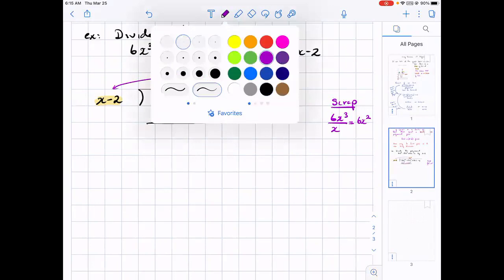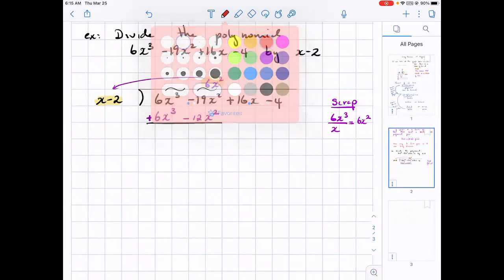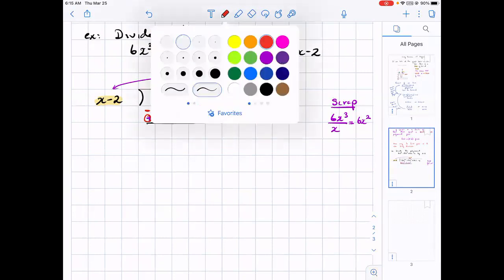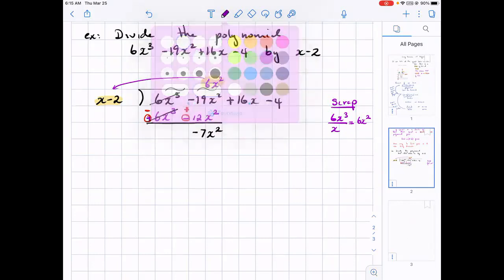So this is a plus sign here. We always change the sign. So this now becomes a minus and this becomes a plus. And if we combine, we get minus 19x squared plus 12x squared will give me minus 7x squared. And this will cancel with that, right? Plus 6x cubed minus 6x cubed becomes 0. And then we repeat the process again now, okay?